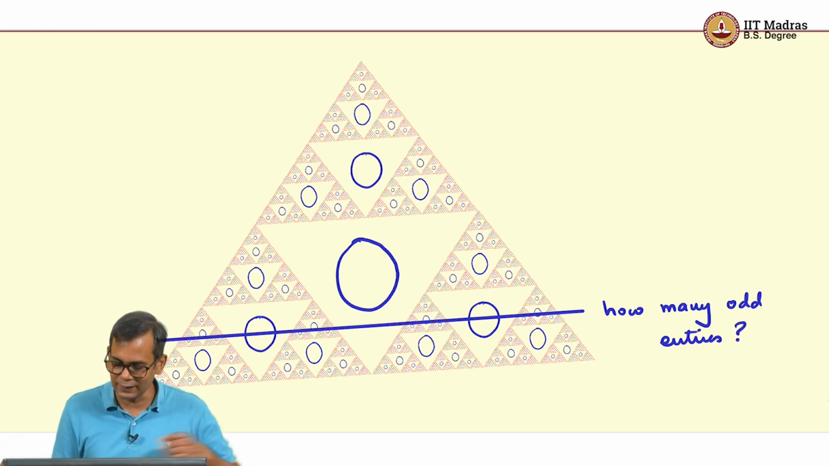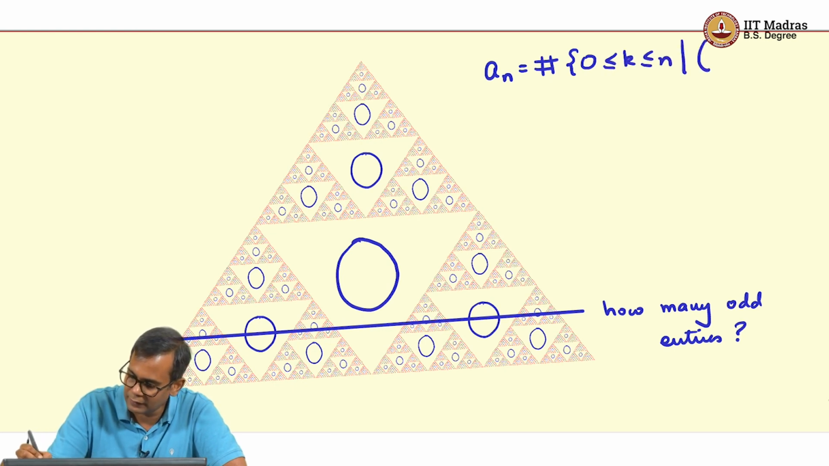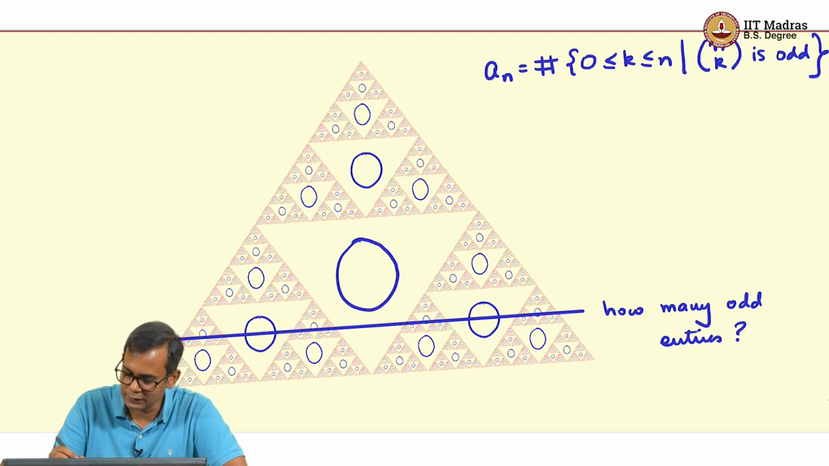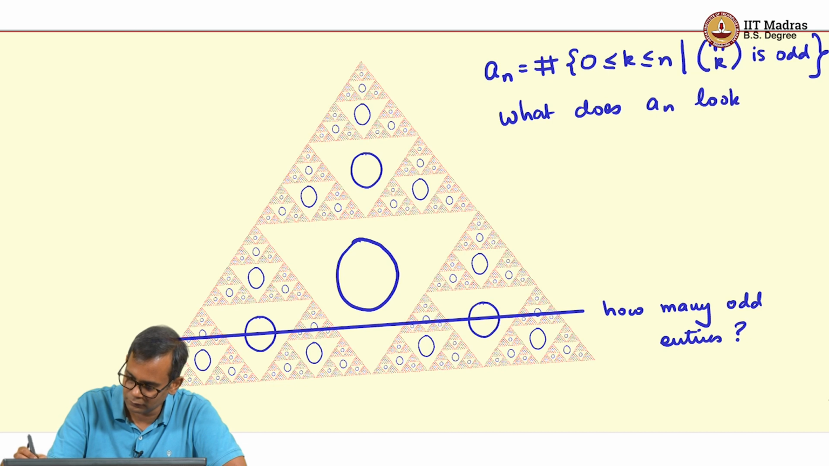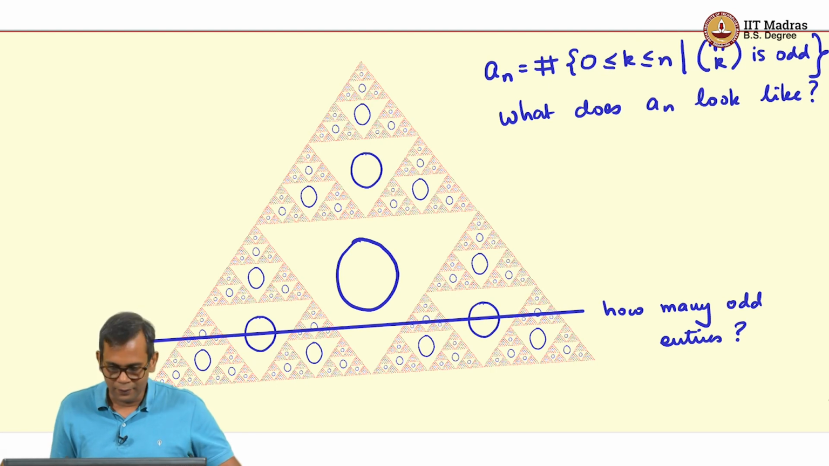Okay, more precisely, let us define a_n to be the number of k between 0 and n such that n choose k is odd. And so, the question is, what does the sequence a_n look like? Can we find a nice formula for a_n? Well, let us go back further and look at some examples that we had worked out, see what these values of a_n look like.